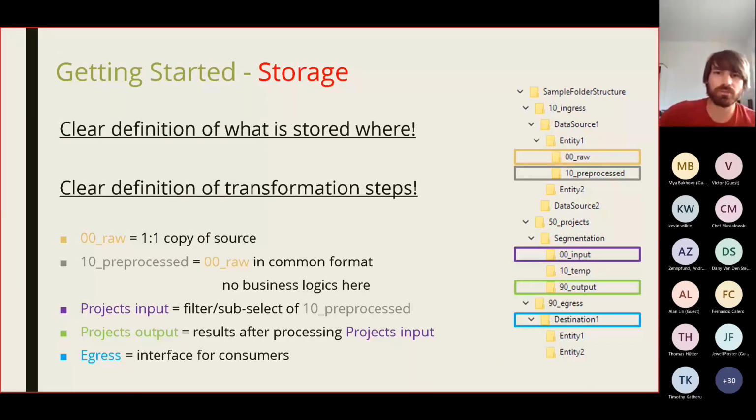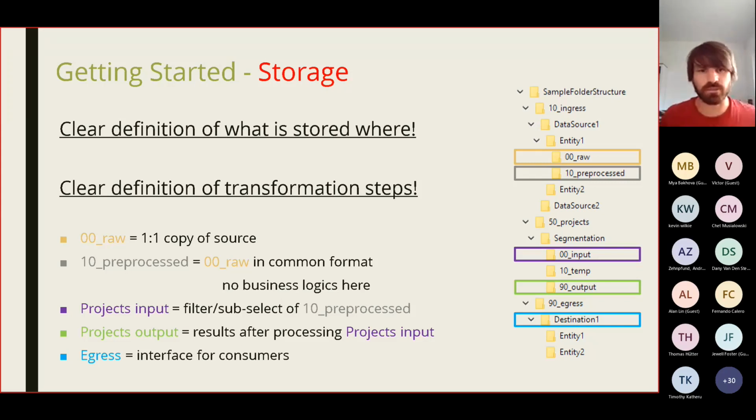So coming back to the different layers in the data lake. As I said, there is no clear definition what those layers should look like, but you should have a clear definition what is stored where and what is actually done between the different layers. Okay, so as I said, what you usually have is a raw layer, which is a one-to-one copy. Then you have some pre-processed layer that brings everything in the common format, but does not apply any business logic yet. We like to structure the data lake in so-called projects.